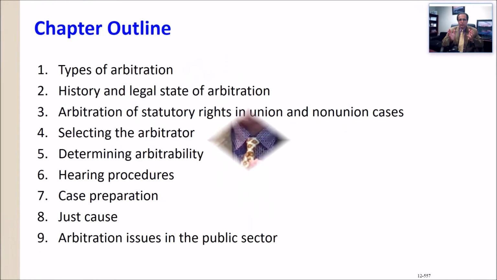As you can see in the outline of this chapter, the topics include types of arbitration, history and legal state of arbitration, arbitration of statutory rights in union and non-union cases, selecting the arbitrator, determining arbitrability, hearing procedures, case preparation, just cause identification, and arbitration issues in the public sector as compared to the private sector.